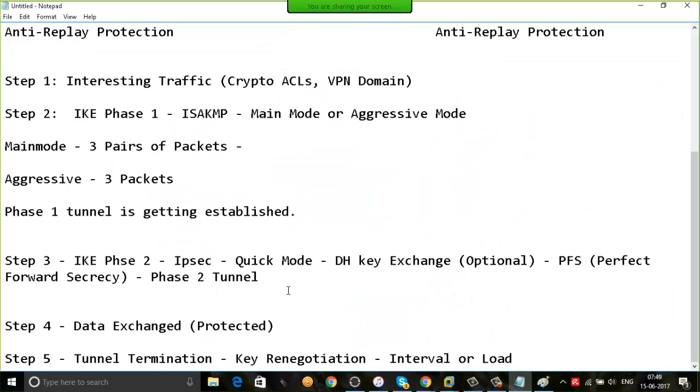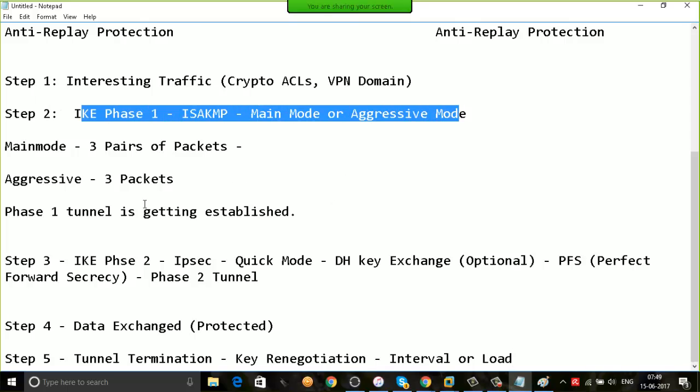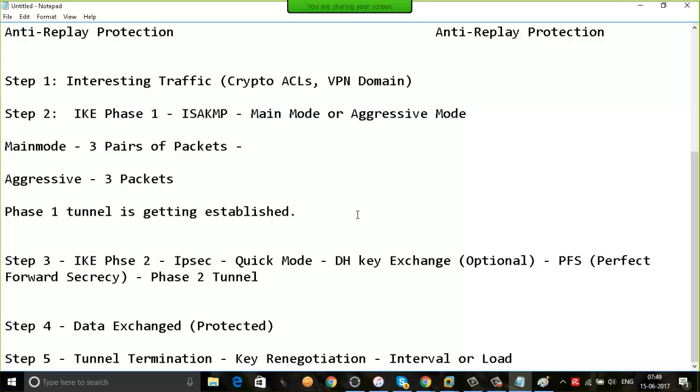And one thing we need to understand: when phase 1 got negotiated successfully, we were talking about what? A phase 1 tunnel is going to be established and it is going to be maintained in a database called what? Phase 1 SA database. SA is nothing but a security association. And similarly, when phase 2 parameters are negotiated, they are going to be kept in a database called what? SA database. This is phase 1 SA and this is phase 2 SA. Right? SA is nothing but security association.